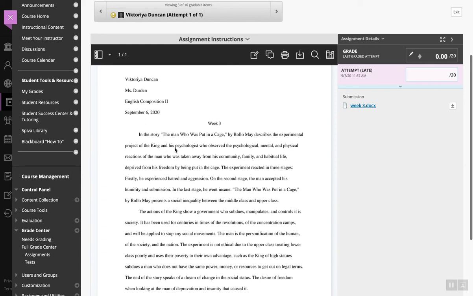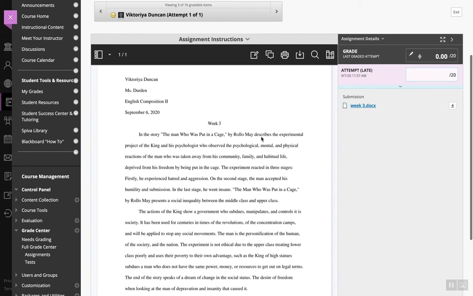So, this would be an example of a sentence fragment. So, when you begin your sentence with the word in, you're going to be creating an introductory phrase, and the introductory phrase ends at May's name. So this reads, in the story, the man who was put in a cage by Rollo May, and then you skip over where your subject will go and just start with your verb describes.